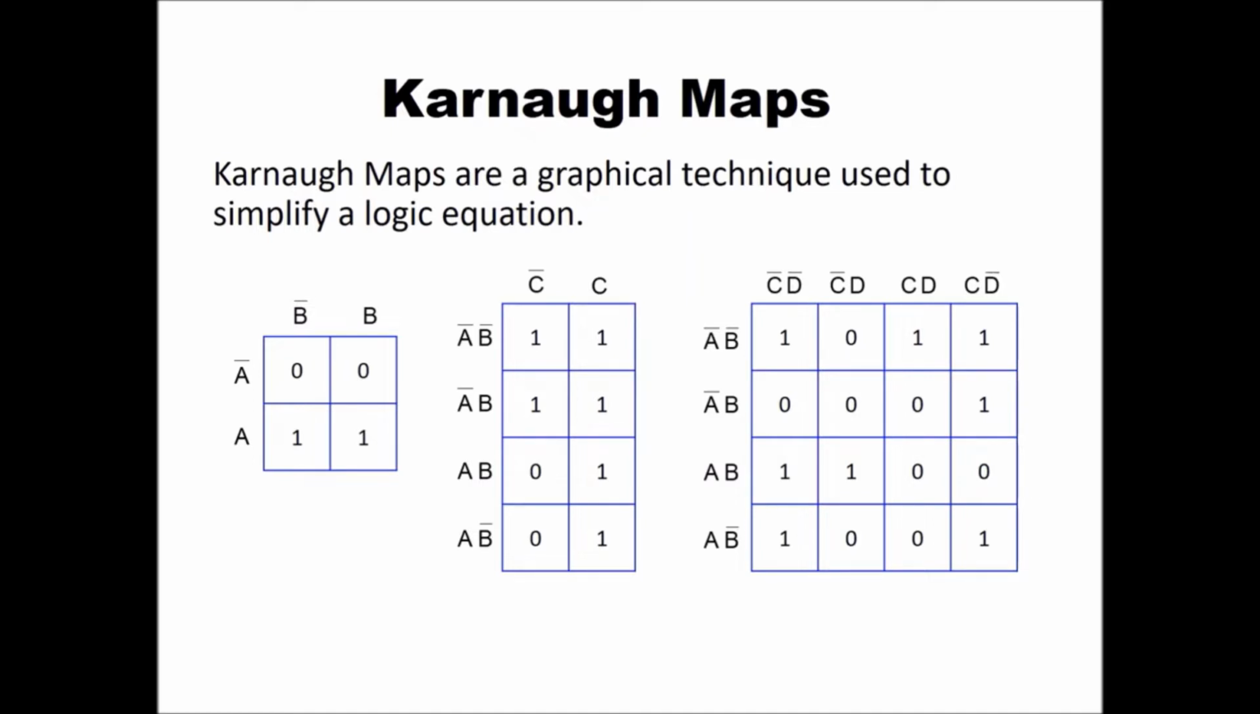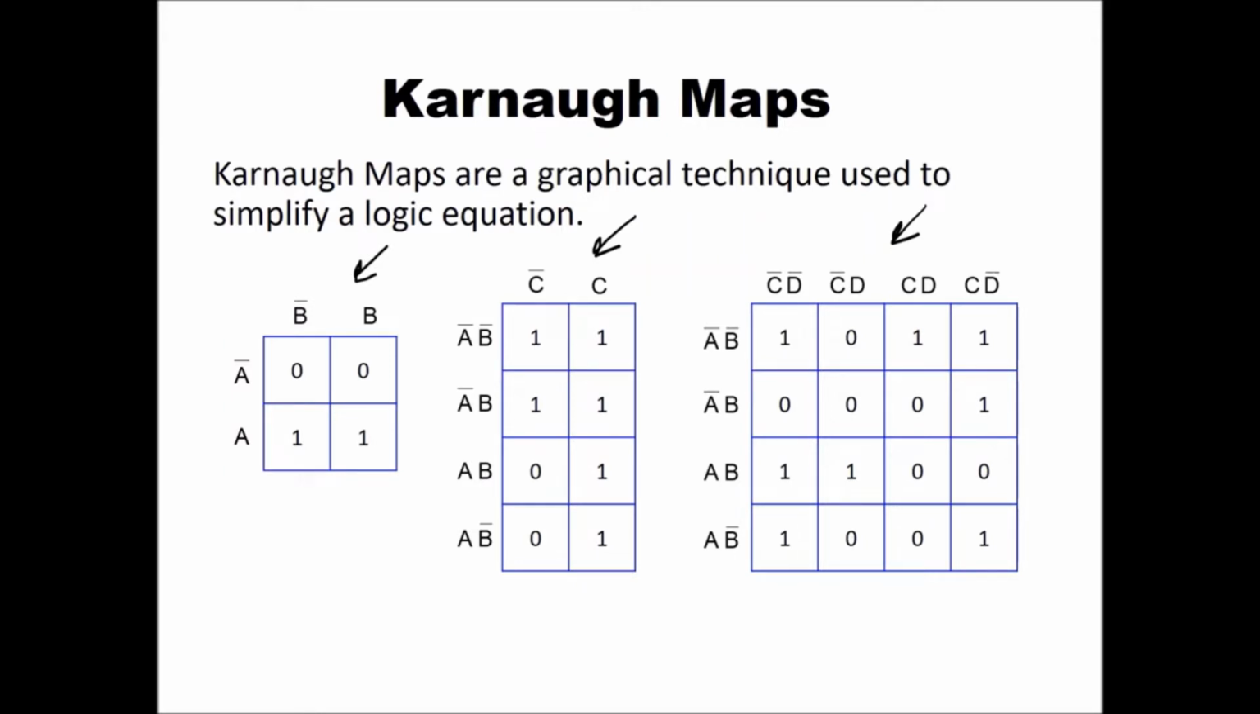So let's look at these and try to simplify the expressions, and then we'll get into how you create these maps on the next slide. But anyway, this is a two-variable Karnaugh map, A and B. This is a three-variable Karnaugh map, and this is a four-variable Karnaugh map. And you can have Karnaugh maps with even more variables than that, but we probably won't get into them.